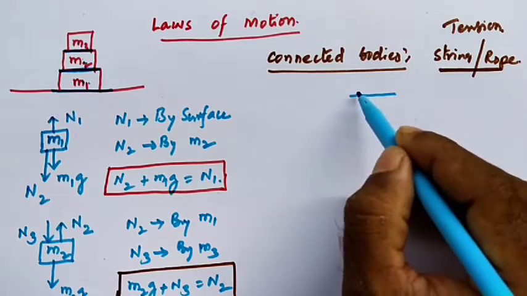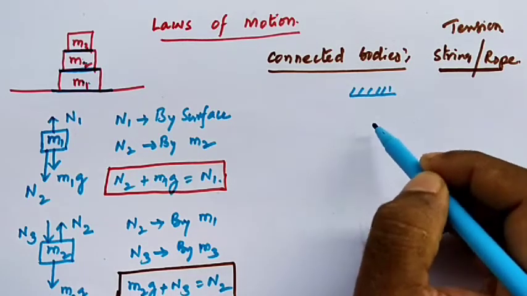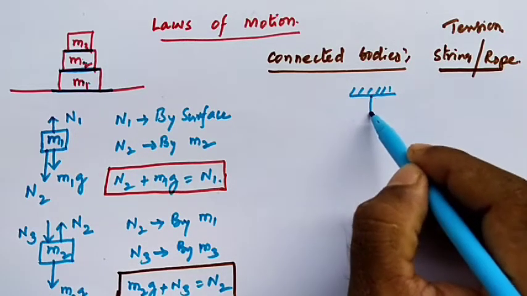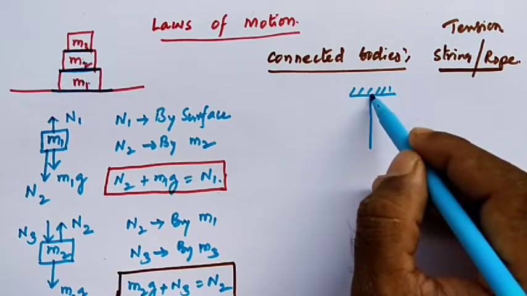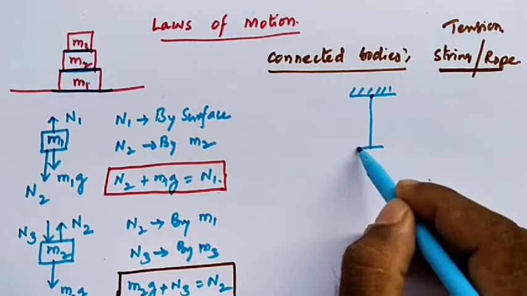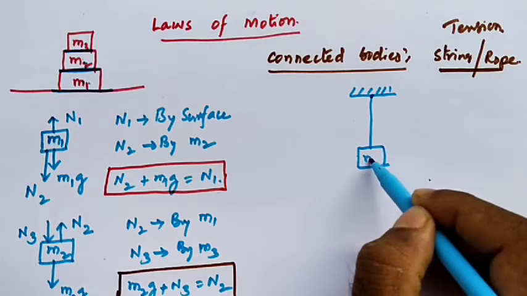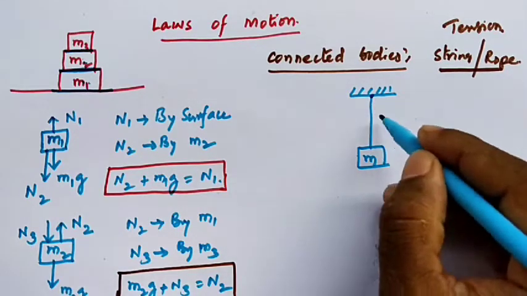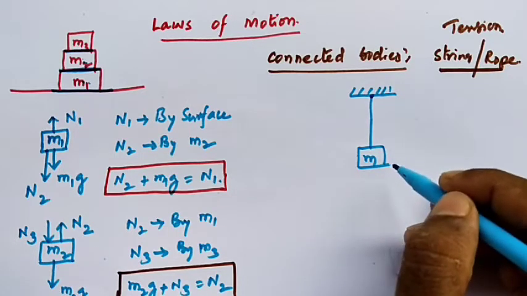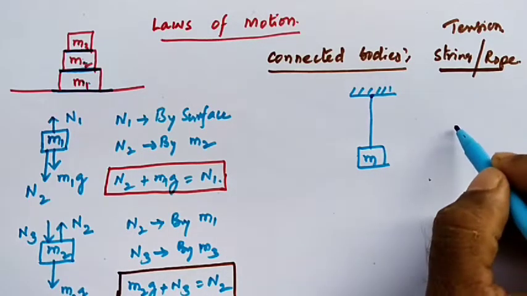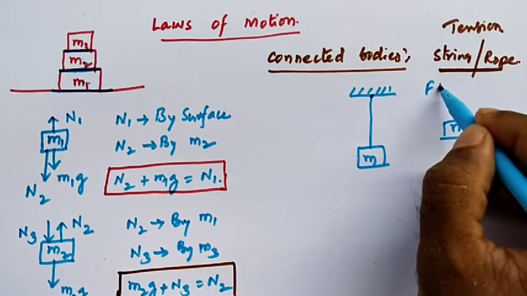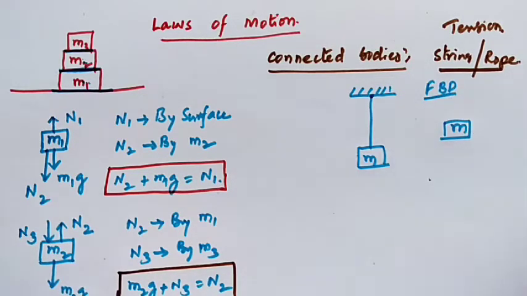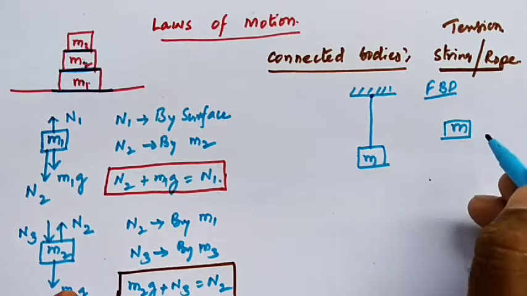First let us see a simple situation. Okay, this is the ceiling of a room. From the ceiling there is a string or rope. One end of the string is tied here. To the other end, we just connect a mass M, so that the string becomes tight and tension is developed. Now I want to draw the free body diagram for M. Now tell me how many forces are acting on M? Two forces. Very good.